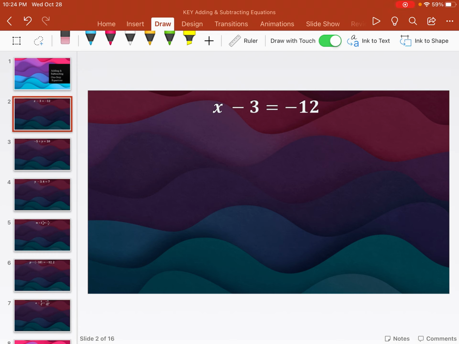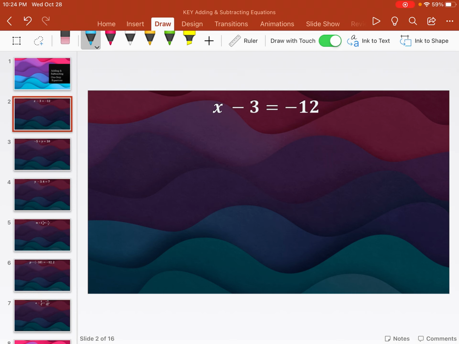Okay, so we're going to isolate our variables, and the way to do that is to get rid of whatever is happening with it. And the way that we get rid of that thing is by doing the inverse operation, or the opposite operation. So if it's an addition problem, we're going to subtract. If it's a subtraction problem, we're going to add, always doing the opposite operation.